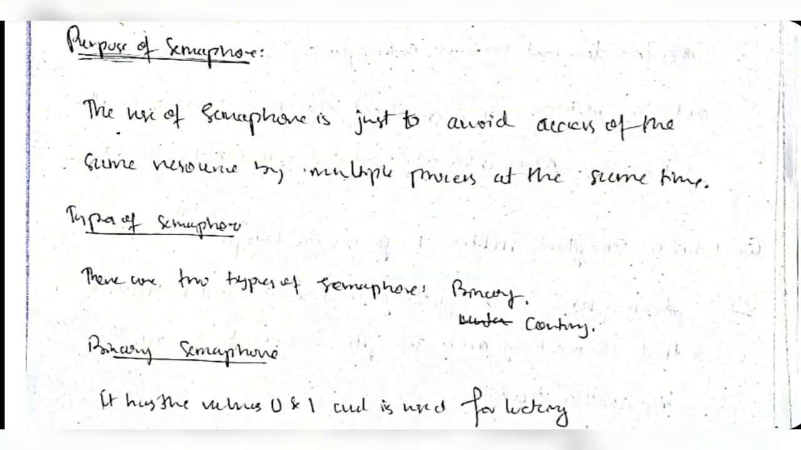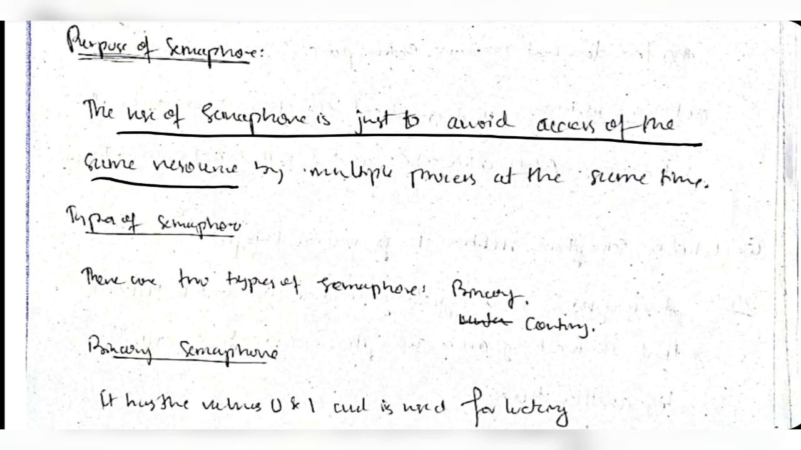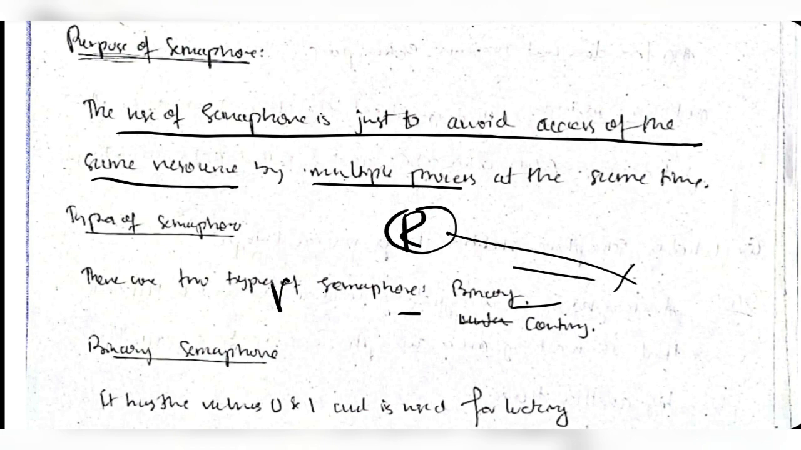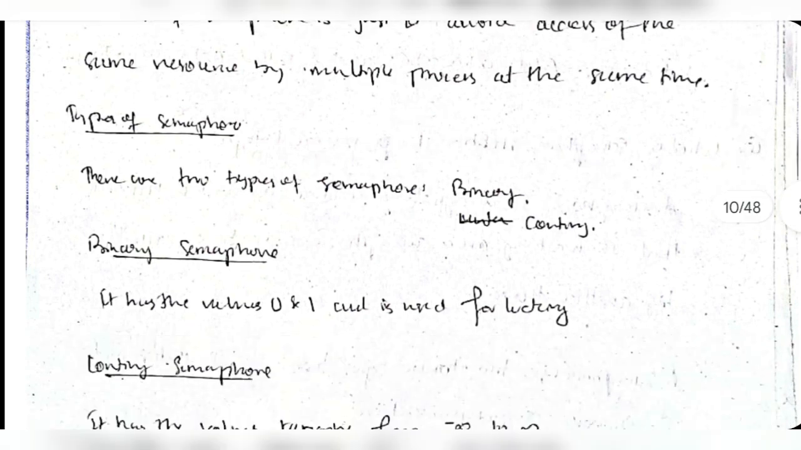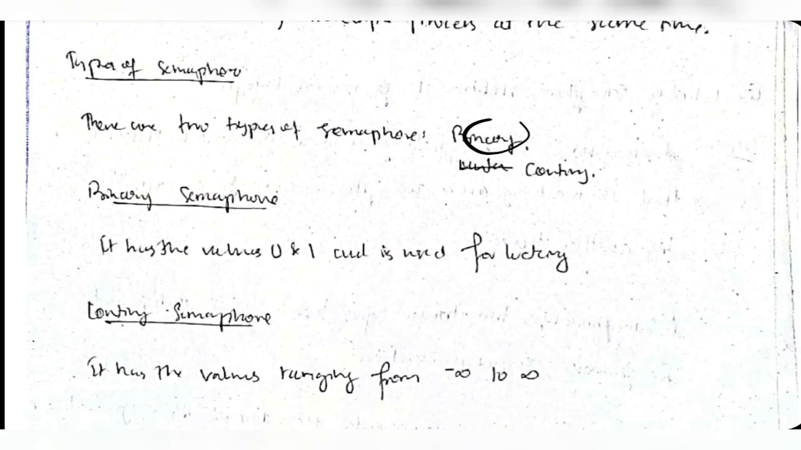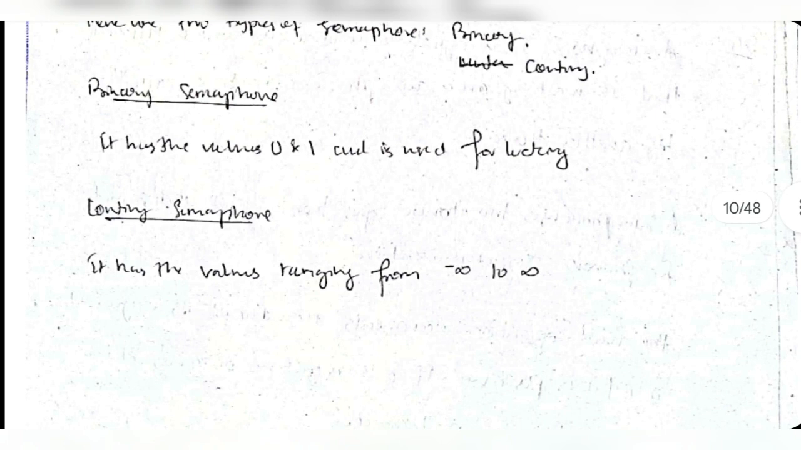The purpose of semaphore is to just avoid the access of the same resource by multiple processes. Same resource, multiple processes will be there. It does not allow every process to access the resource at the same time. There are two types of semaphores: binary and counting. Binary semaphore has two values, 0 and 1, for locking. And counting semaphore has values ranging from minus infinity to infinity.